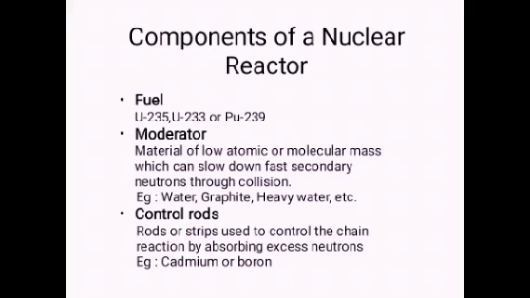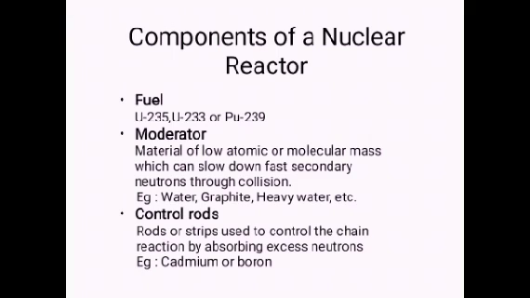The main components of nuclear reactors are: first one, the fuel. Mainly uranium-235 is used. Uranium-233 and plutonium-239 are also used as fuel. And the second one is the moderator.